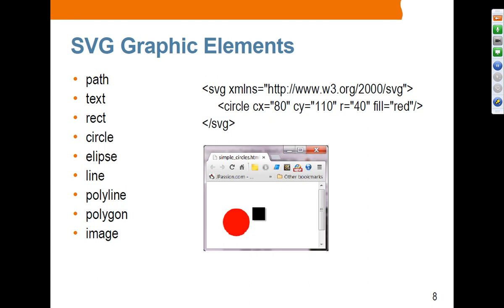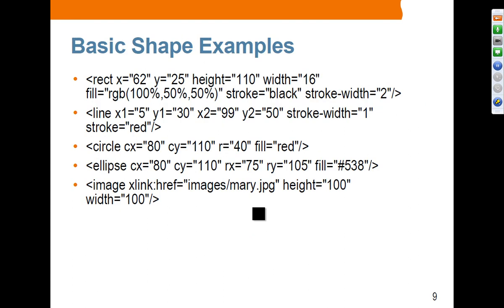On the right side of this slide you see the SVG element, and inside it you can draw a circle by using the circle element. Then you provide the center location of the circle using the cx and cy attributes, then r for the radius, and the fill, in this case red color, is set with the fill attribute. Basic shape examples: rectangle, line, circle, ellipse, image. Pretty straightforward.